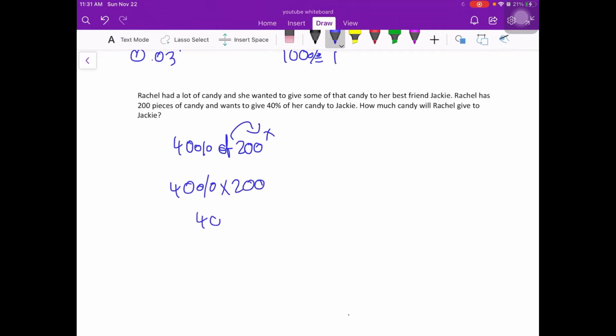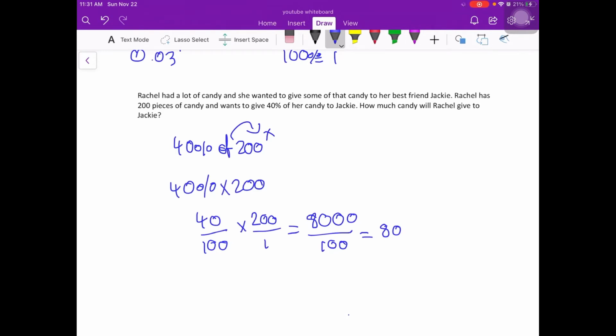We're going to do it in the fraction form first. 40 over 100 multiplied by 200 over 1 equals 8,000 over 100, because 100 times 1 is 100. And 8,000 divided by 100 gives us 80. So Jackie will receive 80 pieces of candy.